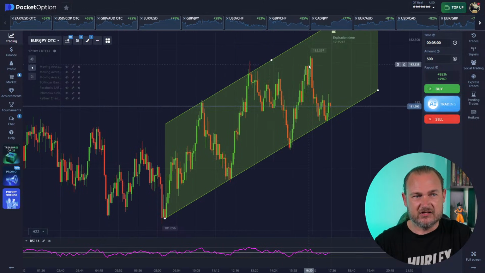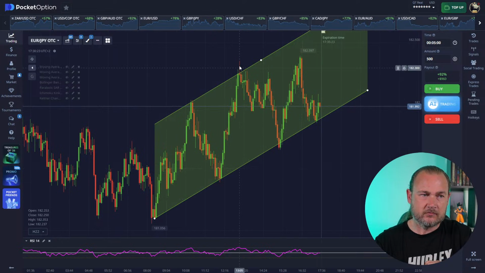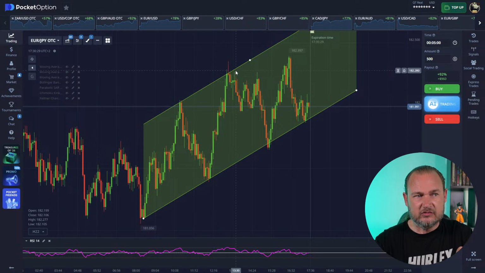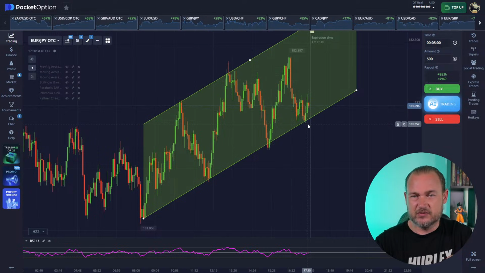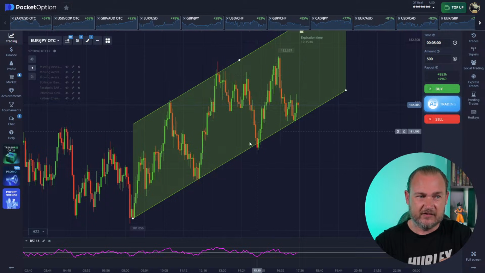Okay, so now, before price even reached these three areas here, we already had a channel drawn on the chart, and we know now that these upper and lower limits are potential trade areas for us. So we could have had a sell trade here, we could have had a buy trade here, we could have had a buy trade there.